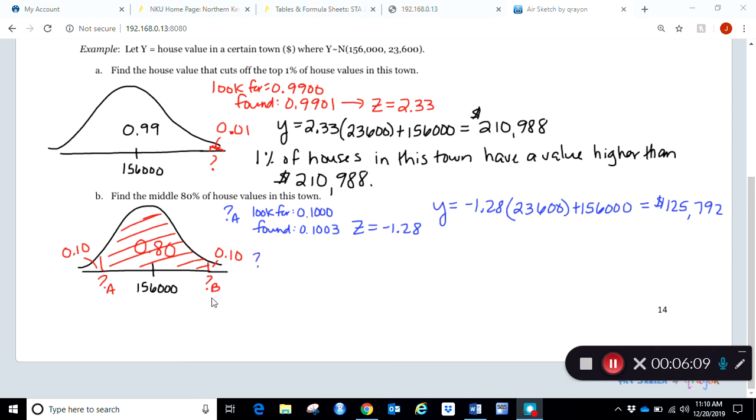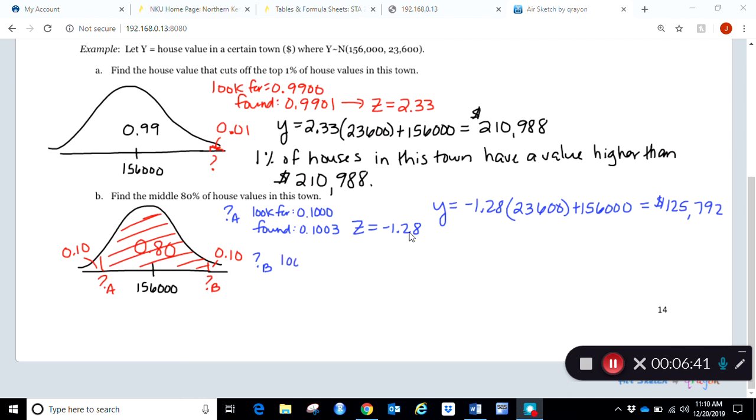Now I want to do the same thing to help me find question mark B. However, recall for this one, there's technically two different ways to help me find my z-score. The first way would be to look at how much is to the left of this question mark, which would be that 0.8 plus that 0.1, which would have me look for 0.9000. The other way is to remember that these two values for my z-scores are going to be the exact same, where one of them is negative and one of them is positive. So I would actually already know that my z-score should be a positive 1.28 for this value.